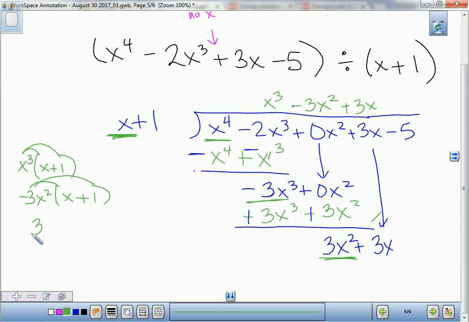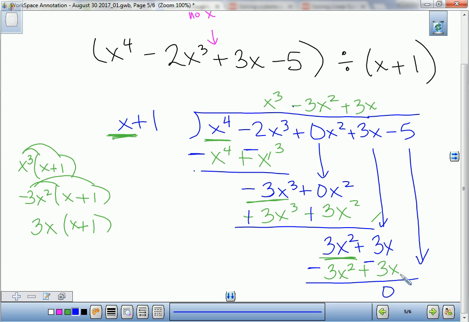All right, so now we got to do 3x times x plus 1, and that gives us 3x squared plus 3x. Oh, look at this. When we subtract, what's going to happen? They both go away. Now, if I bring down this negative 5, that's all I got, negative 5.